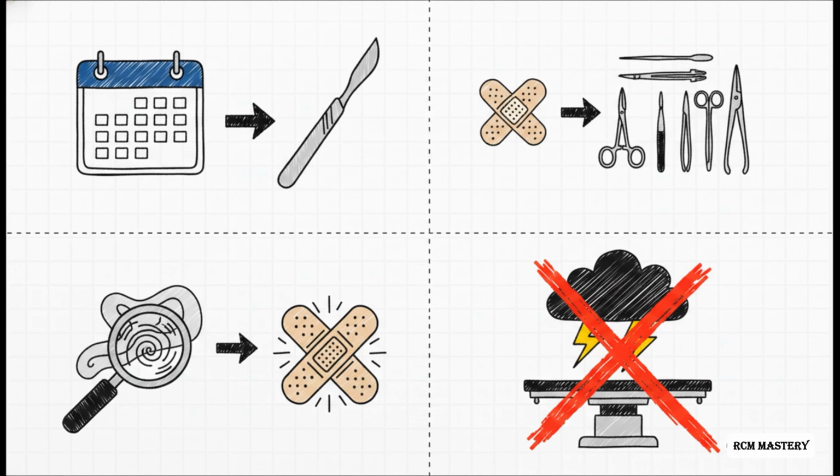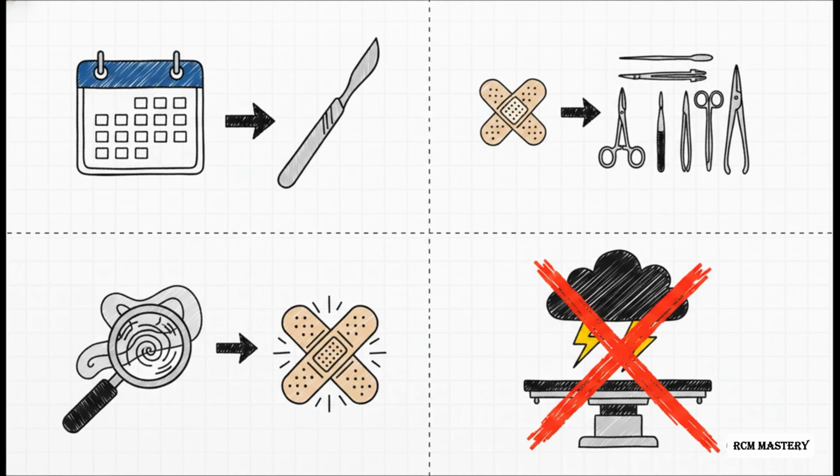You're going to use this modifier in 3 very specific situations. Number 1, it was planned prospectively when the first surgery happened, meaning the doctor already knew a second step was needed. Number 2, the second procedure is much more extensive than the first one. Or number 3, it's a therapeutic follow-up to a diagnostic surgery.